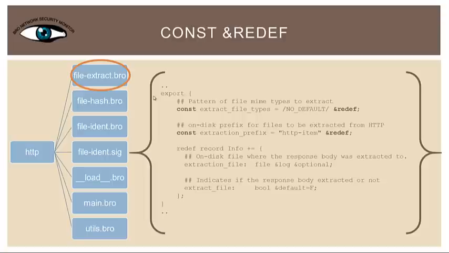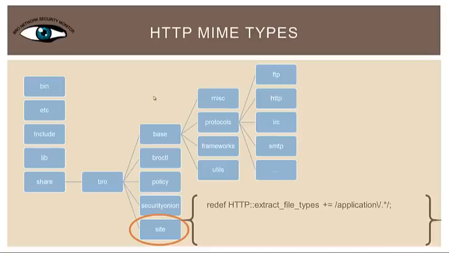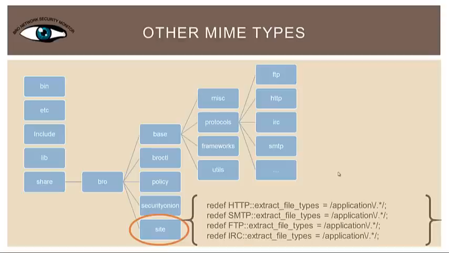So I think by now you've probably figured out what we need to do. Simply redefine the HTTP extract file types variable to include the MIME types that we want to extract. This can simply be done in your local.bro file under the Bro site directory. Please note, however, that there are multiple ways to redefine these variables. You can either use the addition operator, plus equals, to append onto the array, or you can use the equals operator to simply overwrite the array. Let's do some examples.